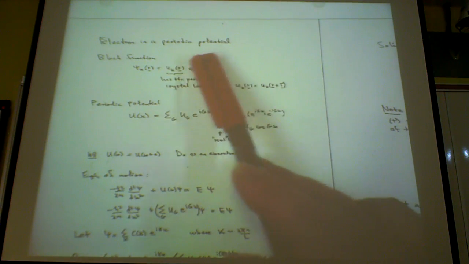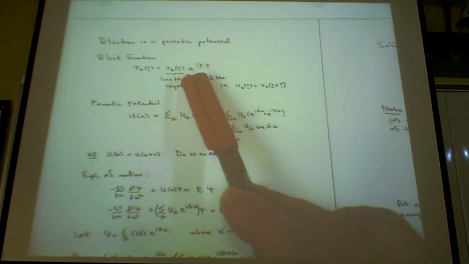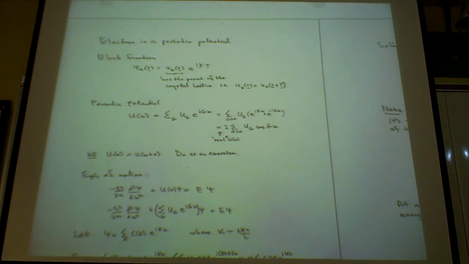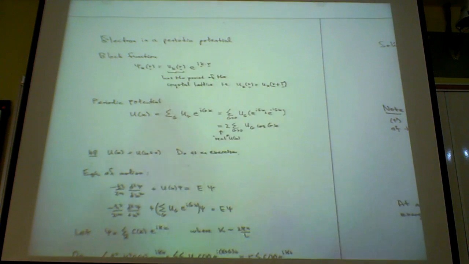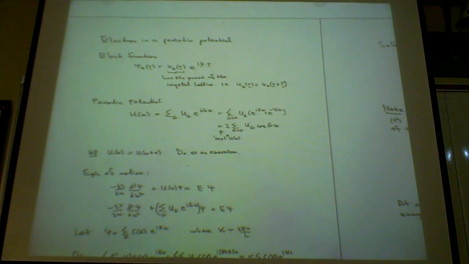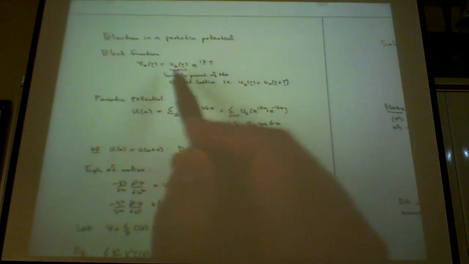It has a plane wave, right? Look at that. e to the minus, e to the i k dot r is the form of a plane wave, moving as a plane, hitting this, and then you have this function in front. This u_k of r has the period of the crystal lattice. So this is the periodicity.